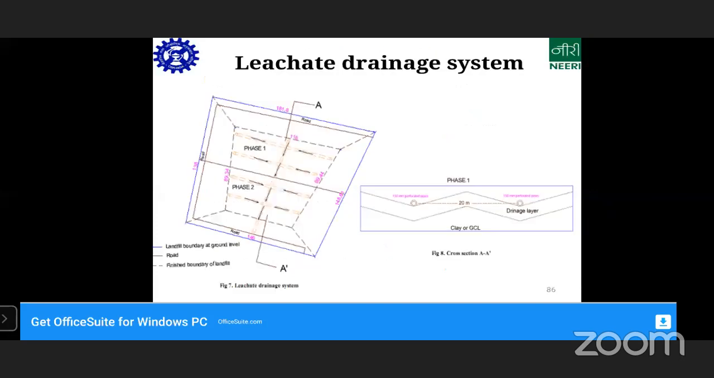Let's go to the figure. This is how it is. In this figure, you can see the vertical and horizontal piping system that is being provided. A zoomed in figure is given on the right hand side. You have your drainage layer, and on top of it you have your leachate collection pipes. Through these pipes, leachate is collected, and then a pit is made at the corner of the landfill from where it is pumped out.